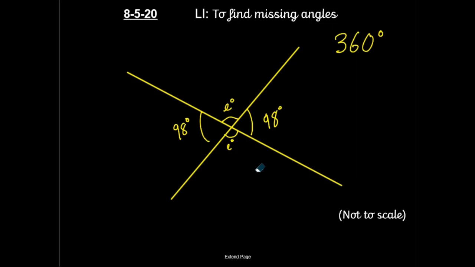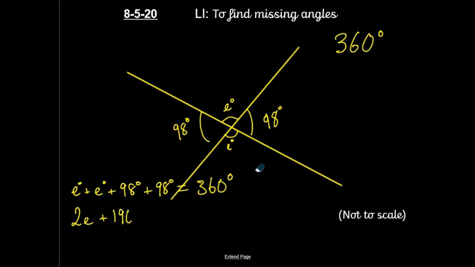So therefore, I know that 2E, so E degrees plus E degrees, plus 98 degrees plus 98 degrees is equal to 360 degrees. Now I'm going to tidy this up. I'm going to call this 2E. 98 plus 98 is 196, is equal to 360, because I've added these two together.